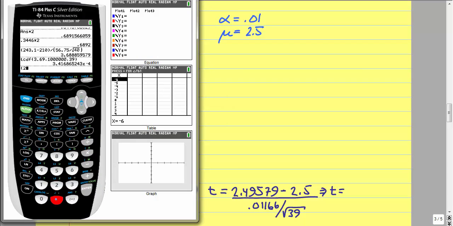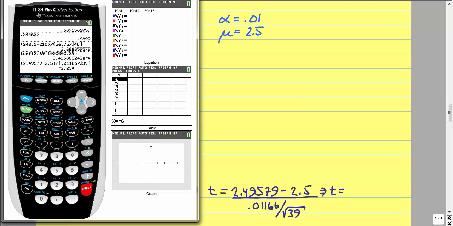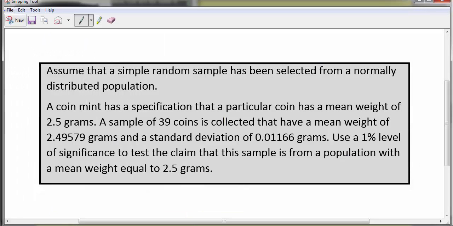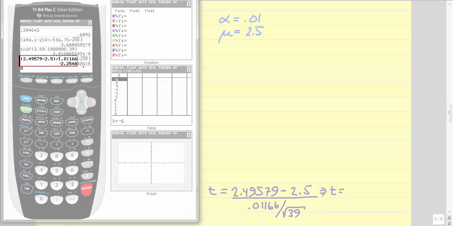So here we have 2.49579 minus 2.5, close parenthesis. Now we need to open these parentheses up again because I want it divided by all of this: 0.01166 divided by the square root of 39. And we'll arrow out and close that parenthesis. Okay, so this gives me a t-value of about negative 2.25.